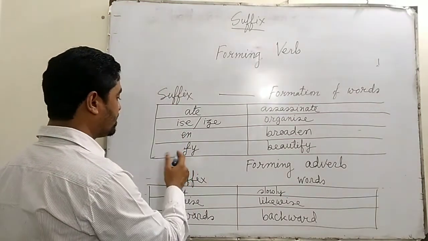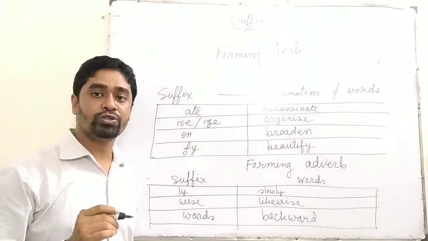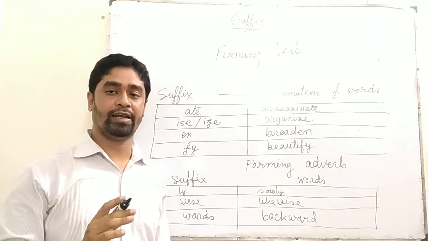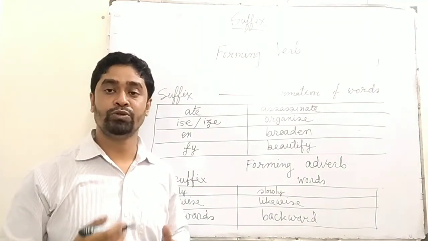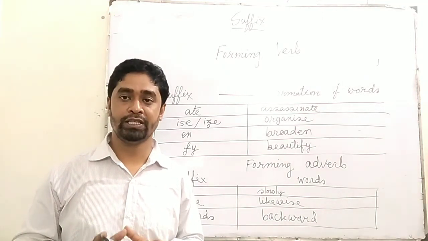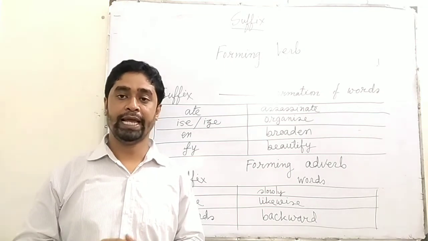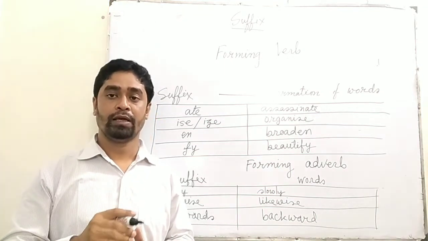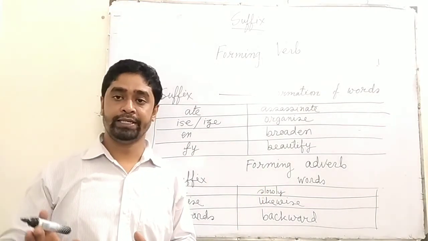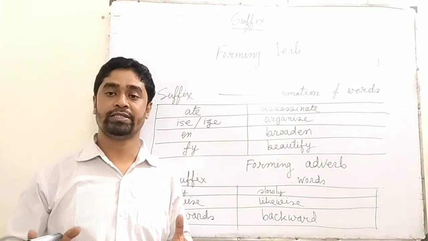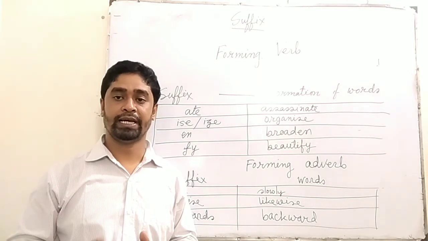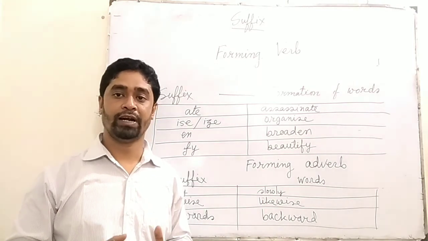Next, fy. It is also a suffix, and it has created a verb that is beautify. In this word, beauty is the base word, but after adding fy with beauty, it has created a new word, and it has changed its part of speech, and it has created a verb.